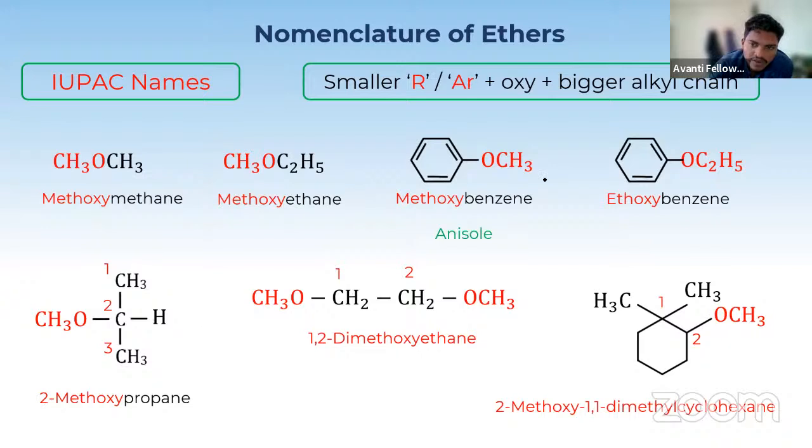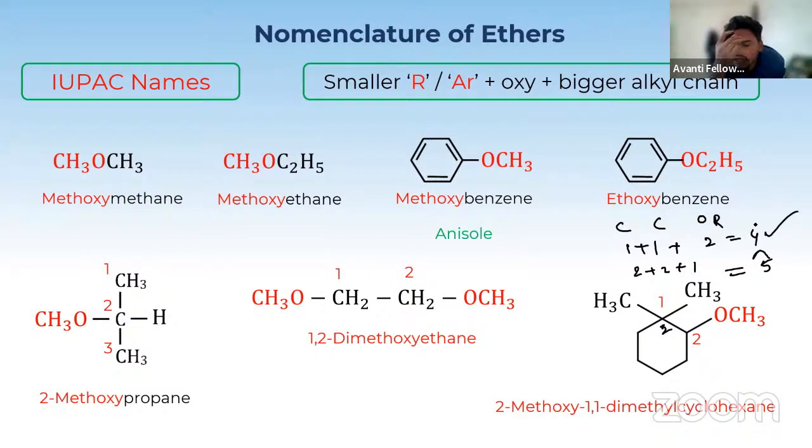In this case, why is number one attached to this carbon? If you see CC at 1 and OR at 2, then 1 plus 1 plus 2 is equal to 4. This is the lowest IUPAC number. But if you give 2 here, then 2 plus 2 plus 1, so this will be 5. This is the higher number. So lowest priority functional group or lowest group order, we are going to get this particular IUPAC name, that is 2-methoxy 1,1 dimethyl cyclohexane.